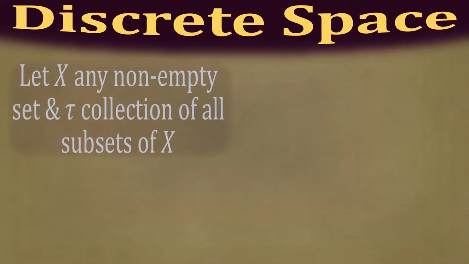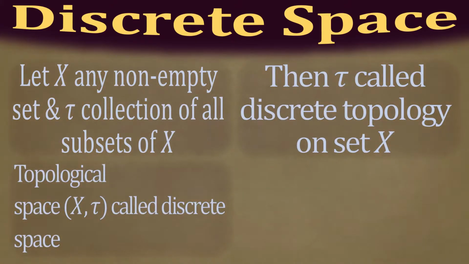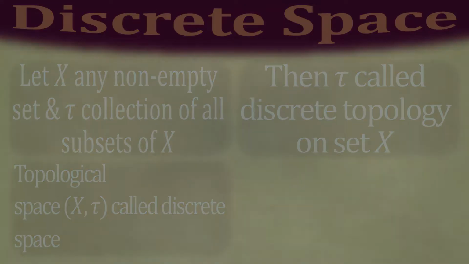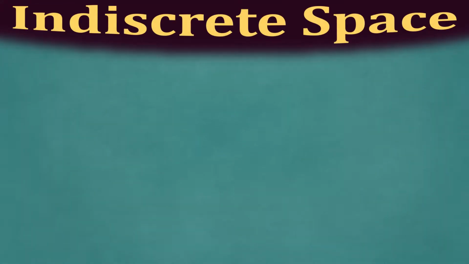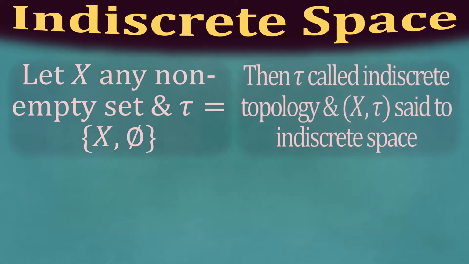Now, let's define the discrete space. Let X be a non-empty set and let T be the collection of all subsets of X. Then T is called the discrete topology on X. The topological space (X, T) is called a discrete space. Now let's define an indiscrete space. Let X be any non-empty set and let T be the set just containing X and the empty set. Then T is called the indiscrete topology and (X, T) is said to be an indiscrete space.